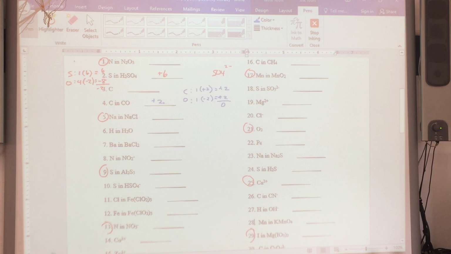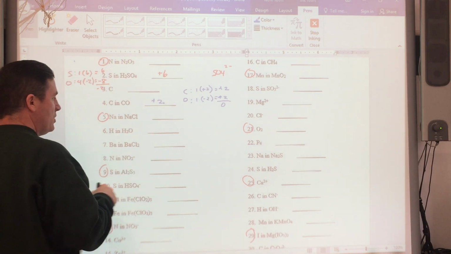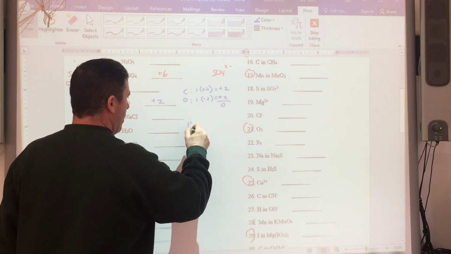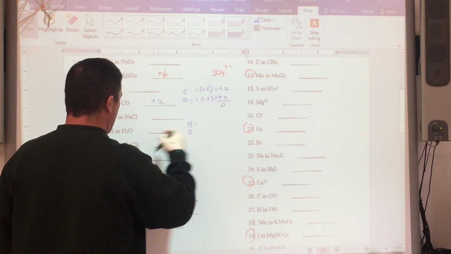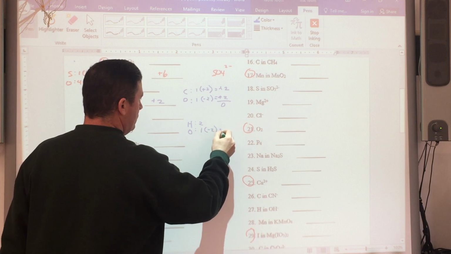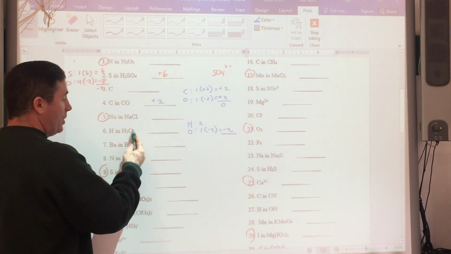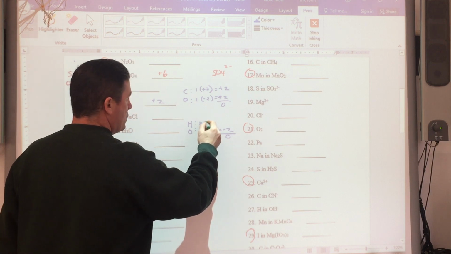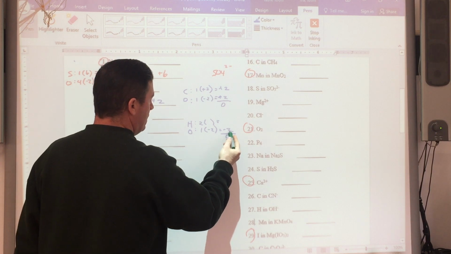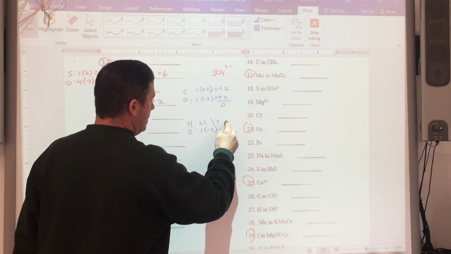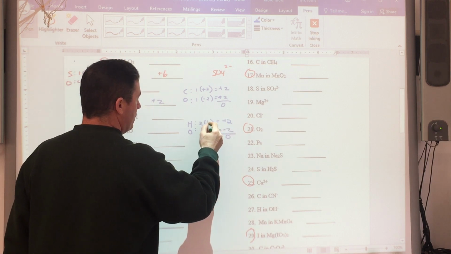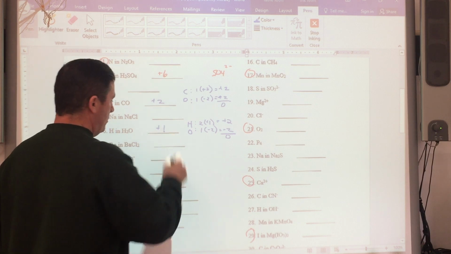All right, let's do one more. H in H2O. All right, hydrogen and oxygen. I've got 2 hydrogens, 1 oxygen. I know oxygen is -2, that's a -2. I also know that my total is 0. So I'm looking for the oxidation state of hydrogen. What does this have to be? Since this is -2, this number has to be a +2. 2 times what is a +2? It's a +1. Okay?